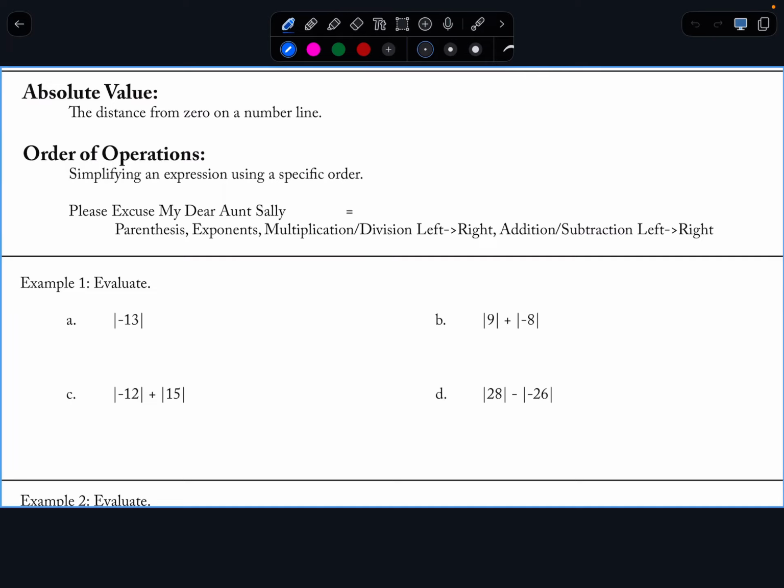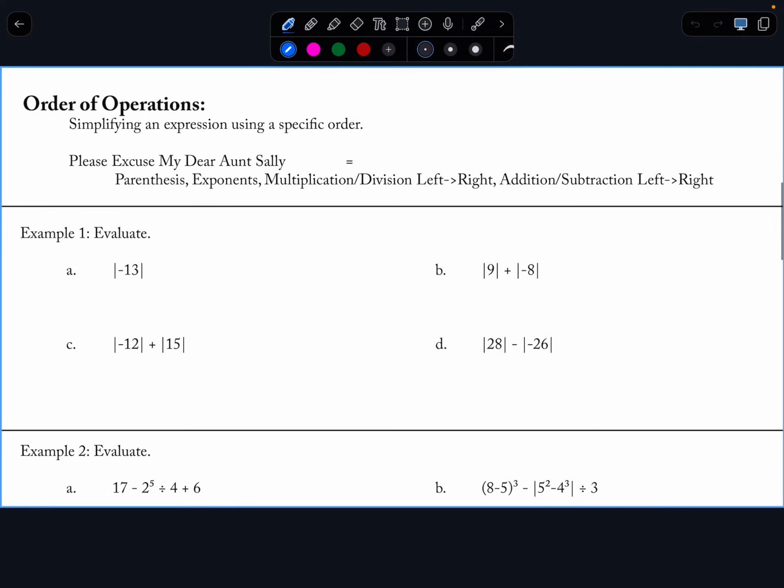PEMDAS today. Please excuse my dear Aunt Sally. We're going to do some absolute value also. So the absolute value of any number is a positive number. So absolute value of negative 13 is going to be 13. Absolute value of 9 is 9. Absolute value of 8 or negative 8 is 8. I add them together and I get 17.